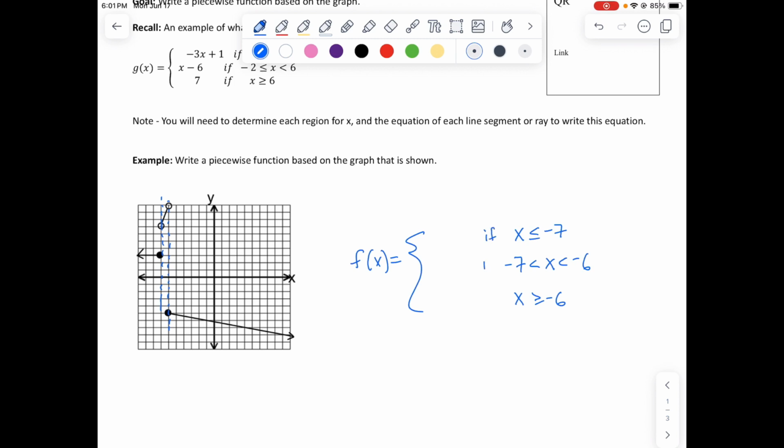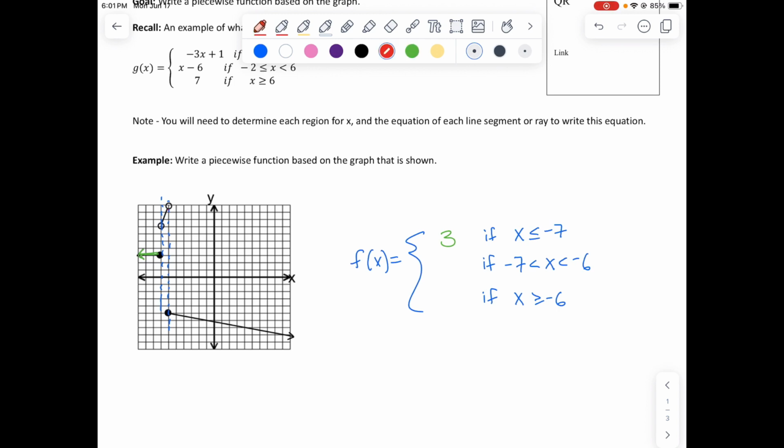Sometimes you see this just with a comma. Sometimes you see this with the word if. So I'm going to write if here. And then I need to come up with the equation for each segment. So let's start with this one right here. So this is just the line, essentially, y equals 3. And so I'm just going to say 3 if x is less than or equal to -7.